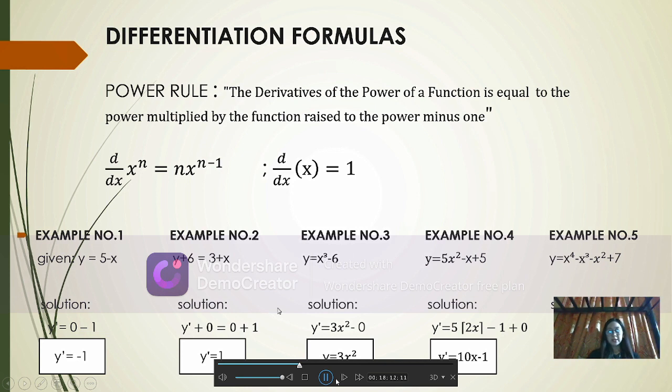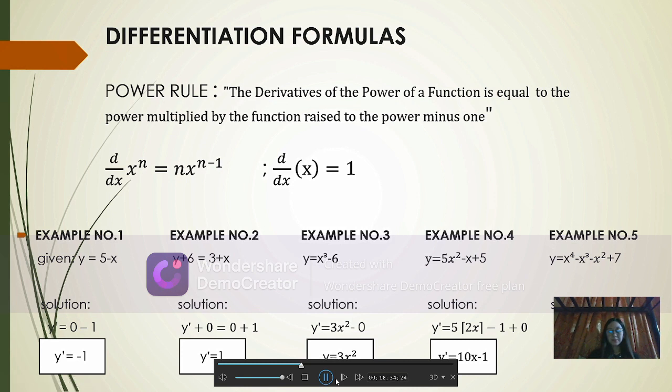So, example number 3. y is equal to x cubed minus 6. So, solution natin is y prime is equal to 3x squared minus 0. So, ang magiging sagot natin is y prime equals 3x squared.